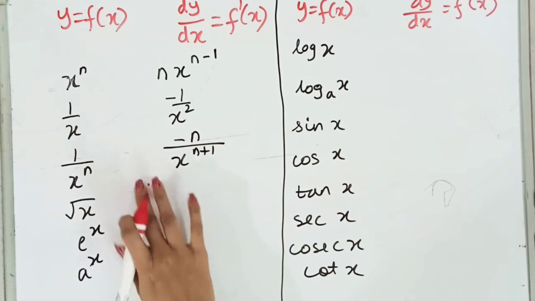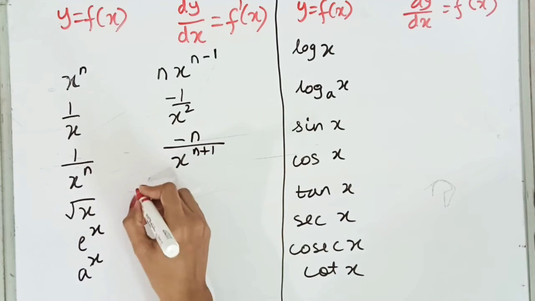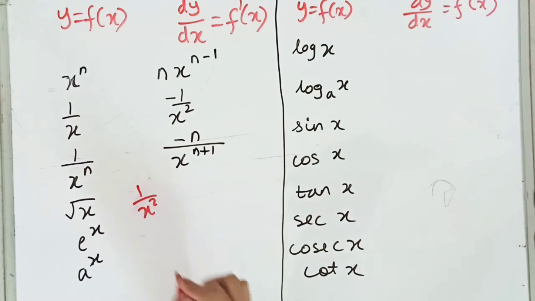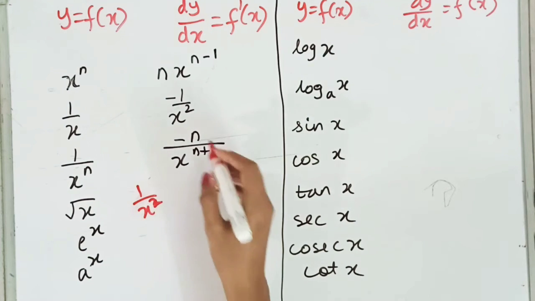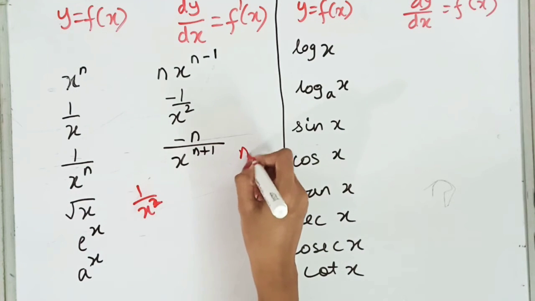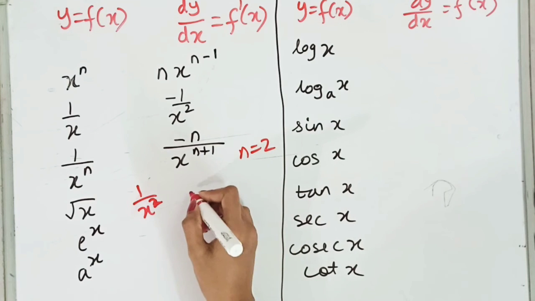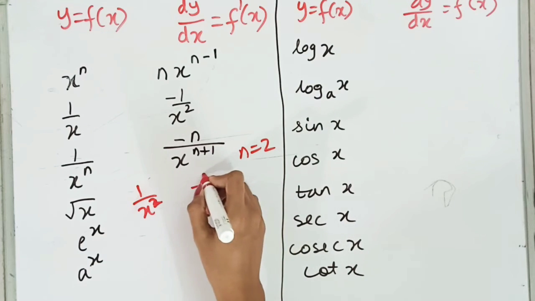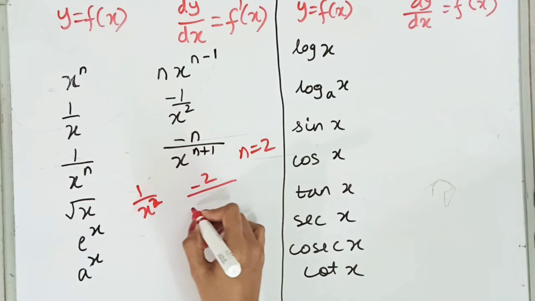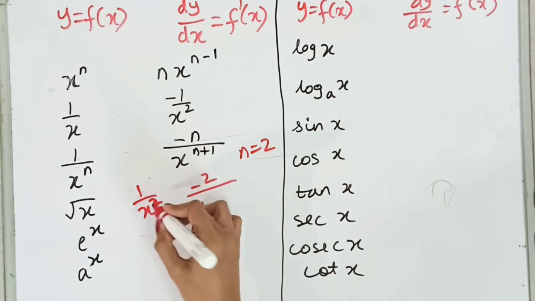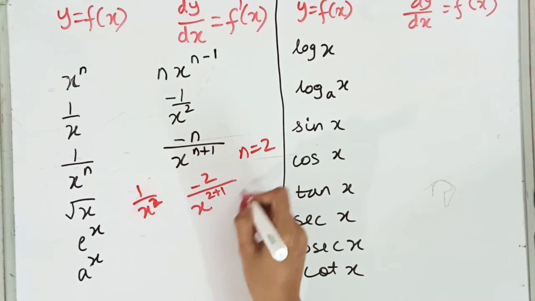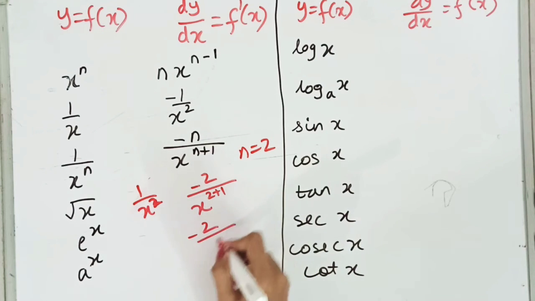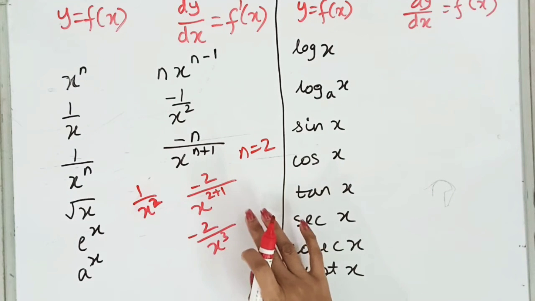Suppose we are asked to find the derivative of 1 upon x square. So n over here is 2. So minus n, that is minus 2, upon x raised to n plus 1. n is 2, 2 plus 1 will be 3. So the answer will be minus 2 upon x cube.